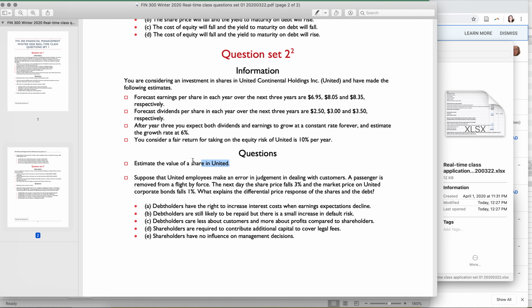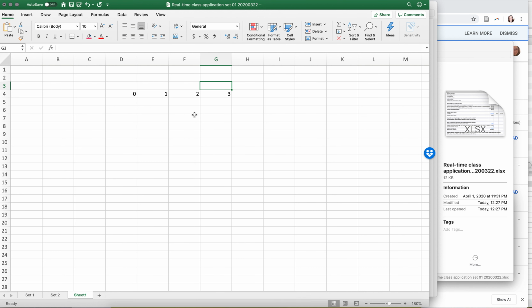When we talk about the value of a share in United, what we care about is the discounted value of the cash flows that we would receive if we bought this company. And those would be the dividends. That's what we care about when making these forecasts. So let's put in 253 and 350.